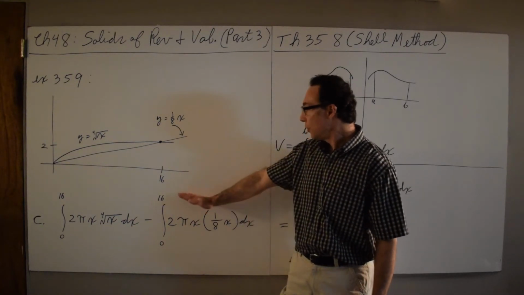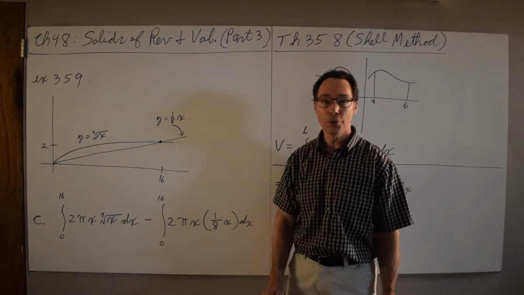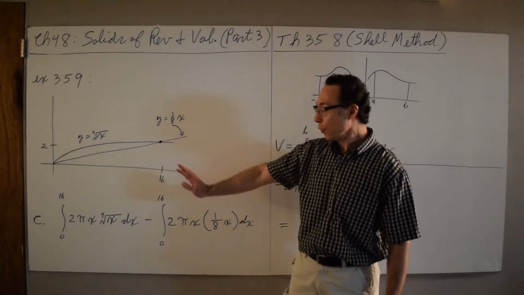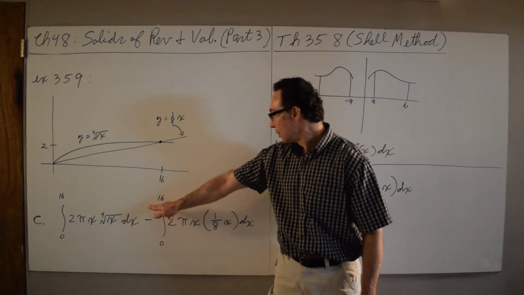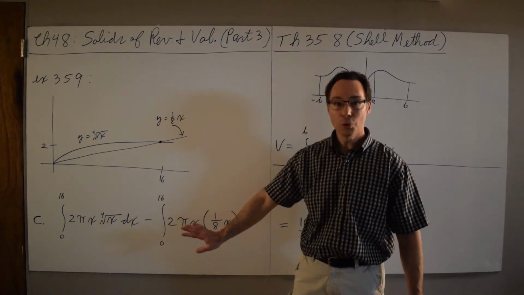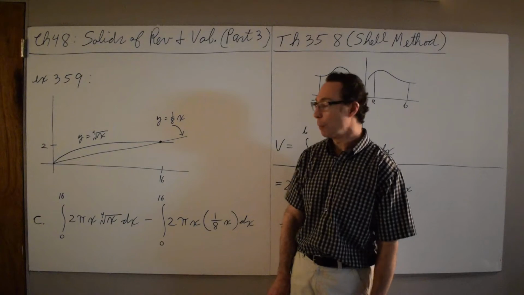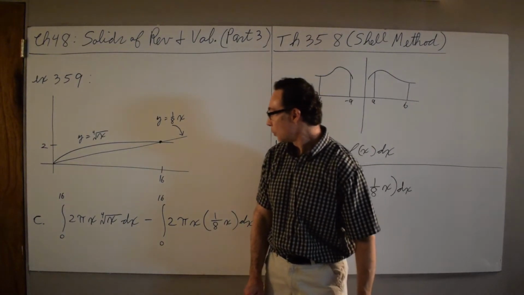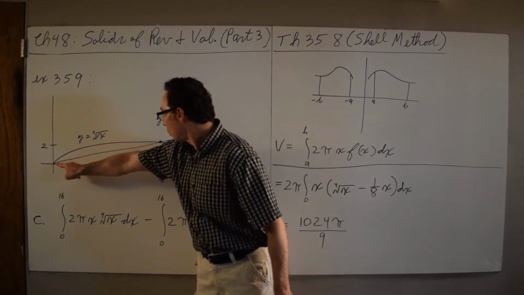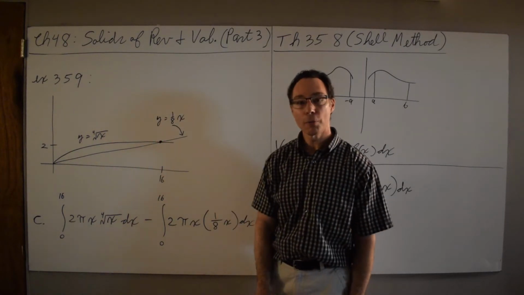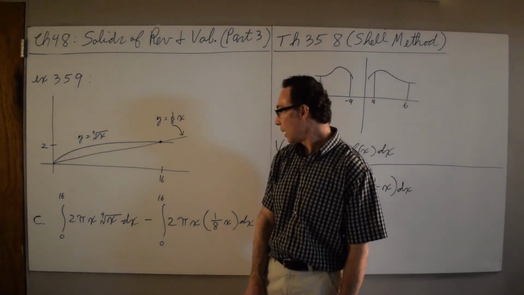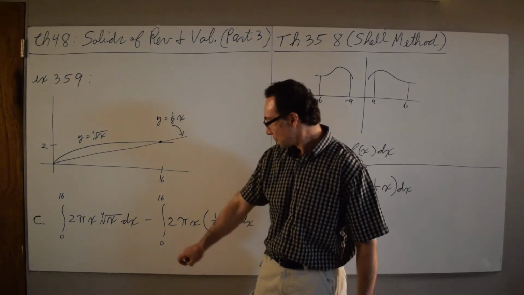Now, I'm going to do this in two pieces. I didn't do just a one-function straightforward example of the shell method, so I'm going to present this as two one-function straightforward examples of the shell method. First of all, we have the region that's bounded by the fourth root of x. We're going to revolve it around the y-axis. That's going to make a three-dimensional solid.